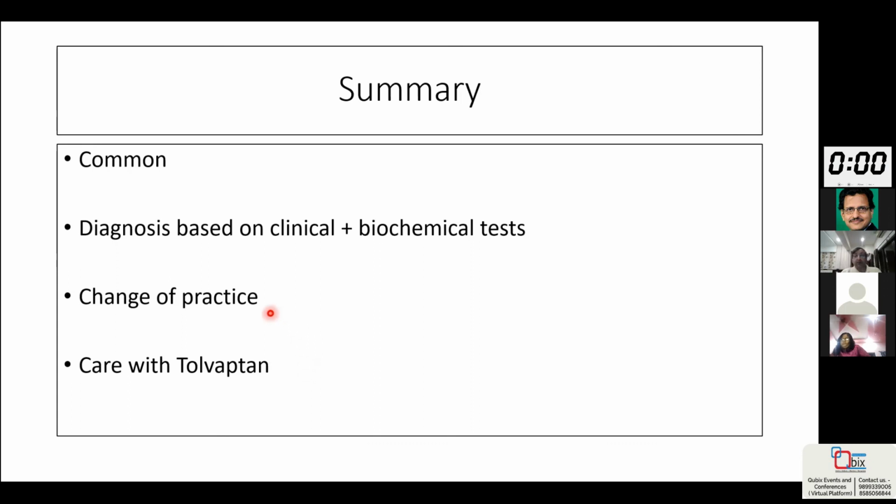There is a change of practice. Why I've written that? Because we give 3% saline in severe cases very slowly. We have to give it over 20 minutes with the aim of getting it up by 5 millimoles quickly, because that's how you will reduce the mortality and morbidity.